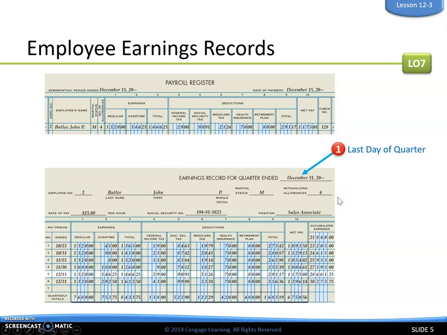Now this is going to be for a quarter. So it lists up here at the top for quarter ended, and here we see December 31st. So this is the fourth quarter. This information is going to be about the employee. So we have their number, we have their name, their marital status, their withholdings. Here we see their rate of pay, their social security number, and then also their position.